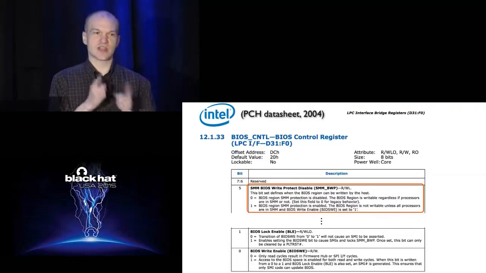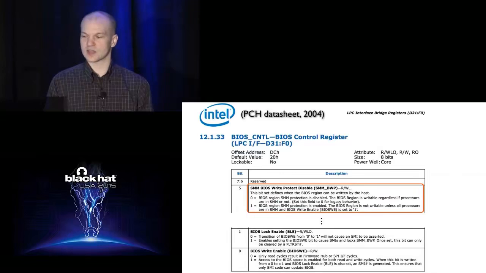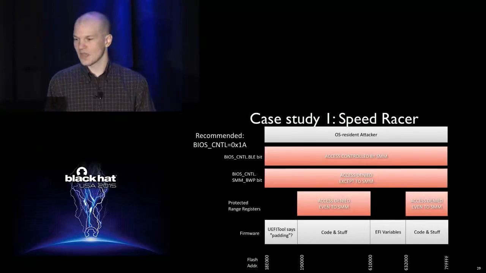So that means our attacker, just hammering on the bits behind the scenes, is a kernel-level attacker. They haven't necessarily found a way to break into system management mode, and so they would be prevented from writing to the flash chip by this bit. So this is the way that Intel recommends the protection bits be set.